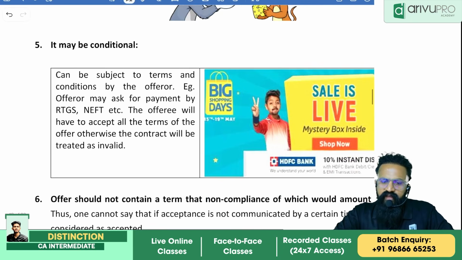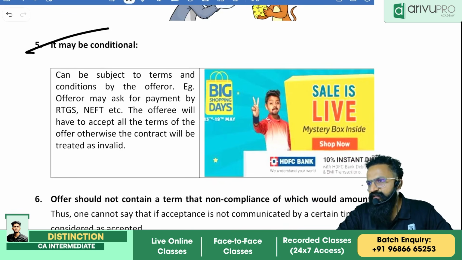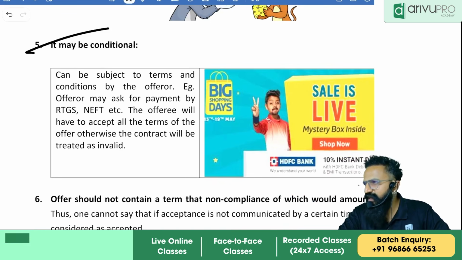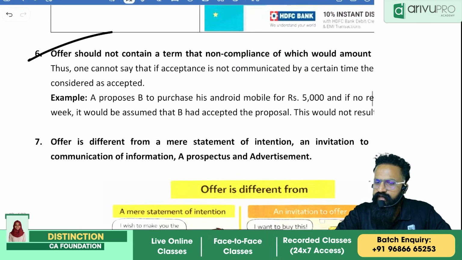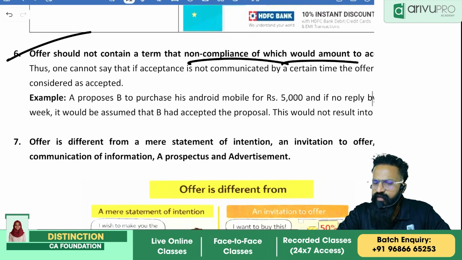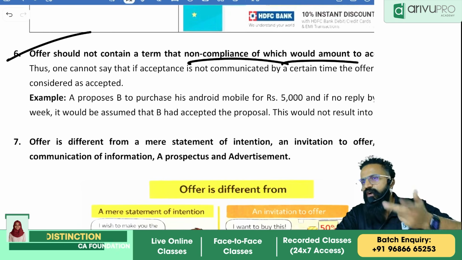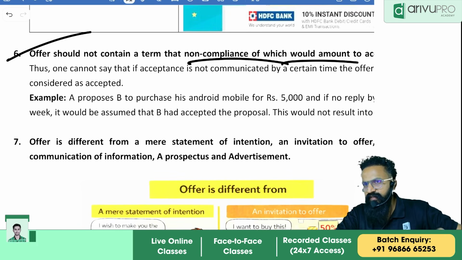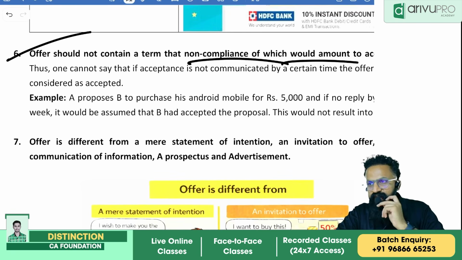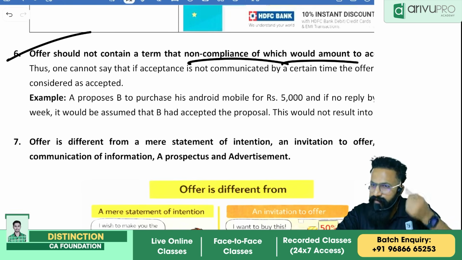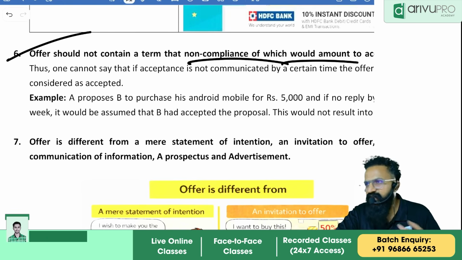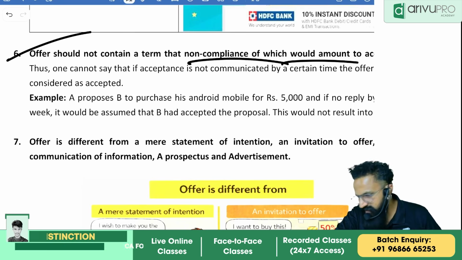Fifth one. It may be conditional. That means I can say you will get free delivery only if you satisfy a minimum requirement of 300 rupees. An offer should not contain a term that non-compliance of which would amount to acceptance. You cannot say if you do not reply, I assume it is an acceptance. I cannot say if you keep quiet, I assume it is an acceptance. All that cannot be a valid offer. Same thing will come in acceptance also. Mere silence cannot be considered as an acceptance.